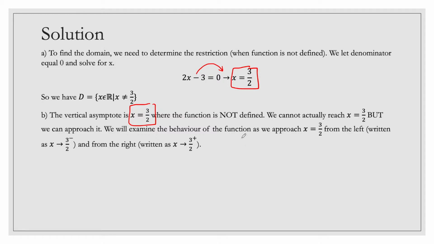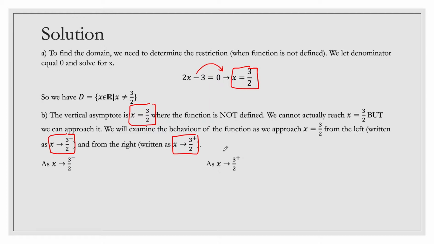What we will do, and again this will seem strange the first time we do it, is examine the behavior of the function as we approach x is equal to 3 over 2 from the left. In math, we use this little symbol to say that we're approaching from the left, and then we will approach it from the right. We use this other symbol, x approaches 3 over 2, and then we have a plus sign. When we approach 3 over 2 from the left, that means we want to figure out what the values of the function are to the left of 3 over 2.